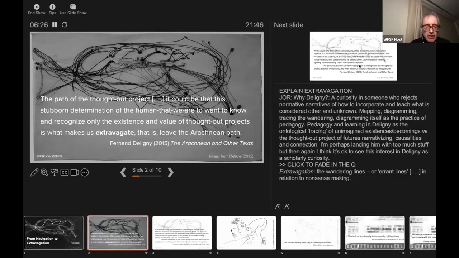And extravagation, which we're kind of opposing to navigation, is these are kind of errant lines, they're wandering lines, they're different kinds of, I suppose, non-thinking and non-thought, and perhaps even, we might argue, nonsense making. They don't make sense. The kind of knowledges and practices of the autistic children in this space cannot be mapped by and understood and encountered and normalized with conventional knowledge. So we're kind of making a kind of analogy here.